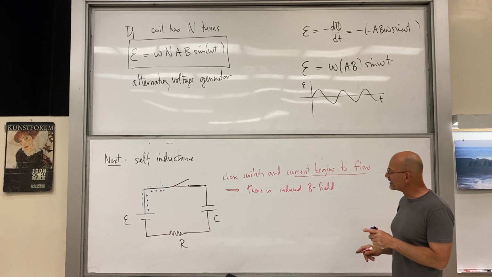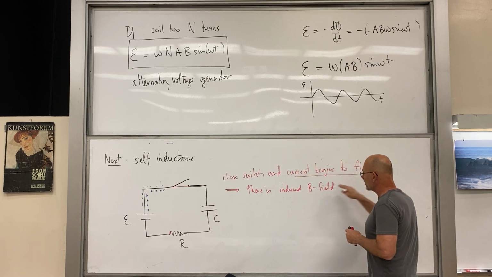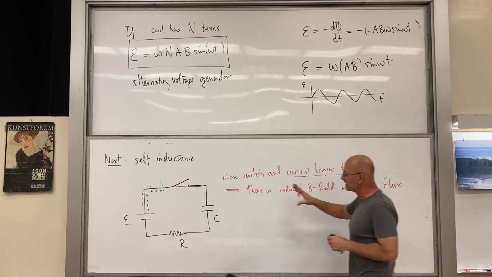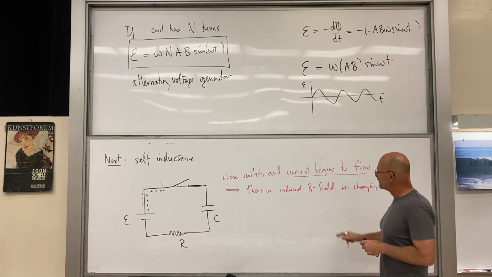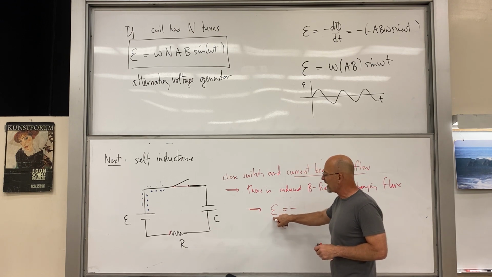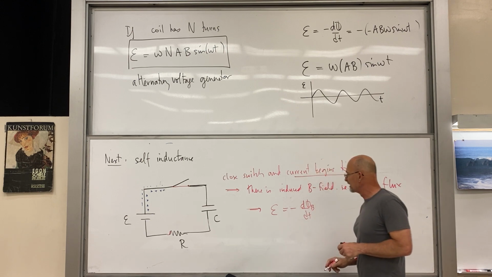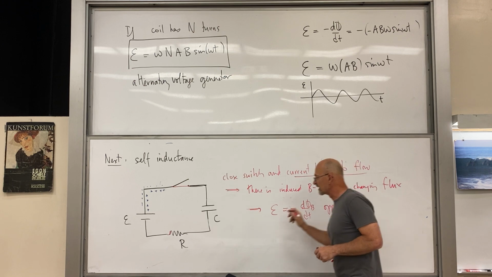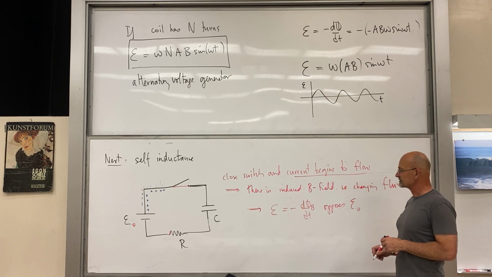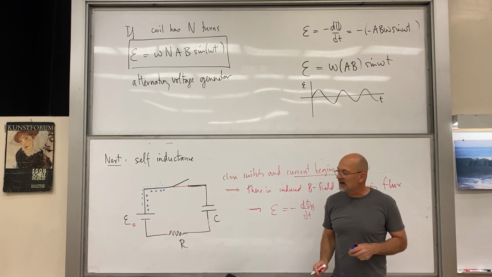But if there's induced B field, then Faraday's law says there's some voltage associated with that induced B field because it's a changing B field, right? Current begins to flow, induced B field, i.e. changing flux. There's changing flux in this circuit, just by definition. And so by Faraday's law, there's an EMF, and it's not this one here, minus dΦ_B/dt, it opposes E0. And that happens for any circuit, and we refer to that as the self-inductance.